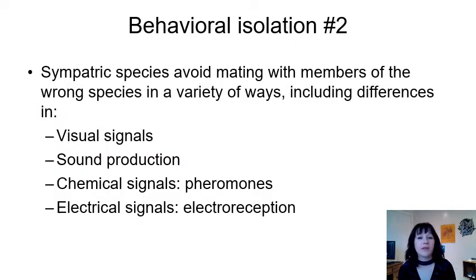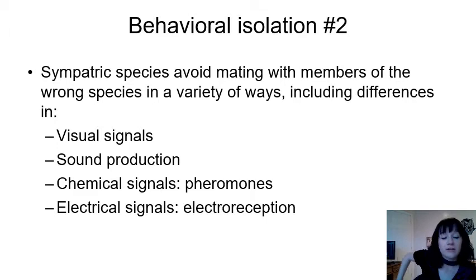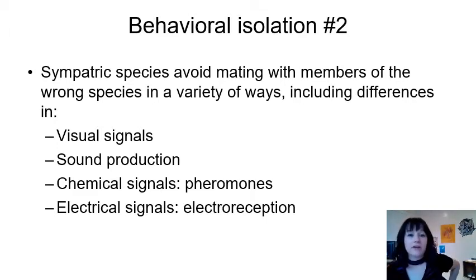Another example of behavioral isolation can be seen by differences in visual signals that are given during mating behavior, sounds, pheromones, or even electrical signals. We talked in the past about fireflies that have specific lighting patterns that distinguish the different species, right? That would be an example of a visual signal that's causing behavioral isolation.